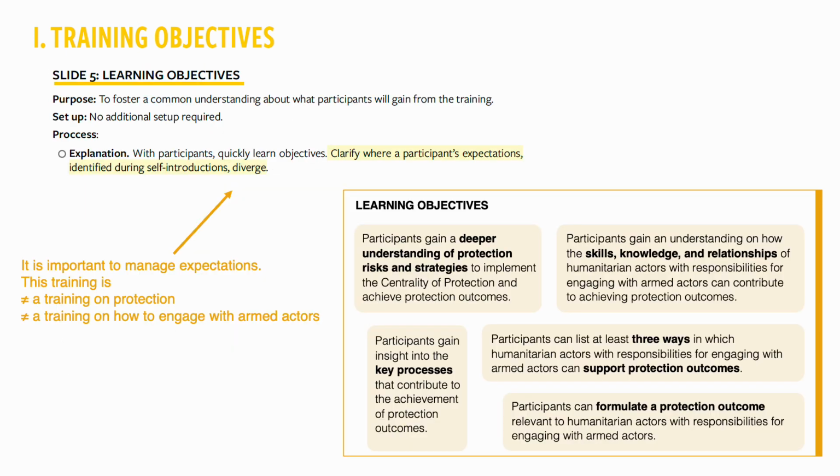When you come to learning objectives, it is very important to manage participants' expectations. This can be done by highlighting any divergences between what the training will address and expectations shared in the introductions. For example, they may have expectations that they will learn how to engage with armed actors. This is not the content of this training. There are many other trainings available that cover this topic.